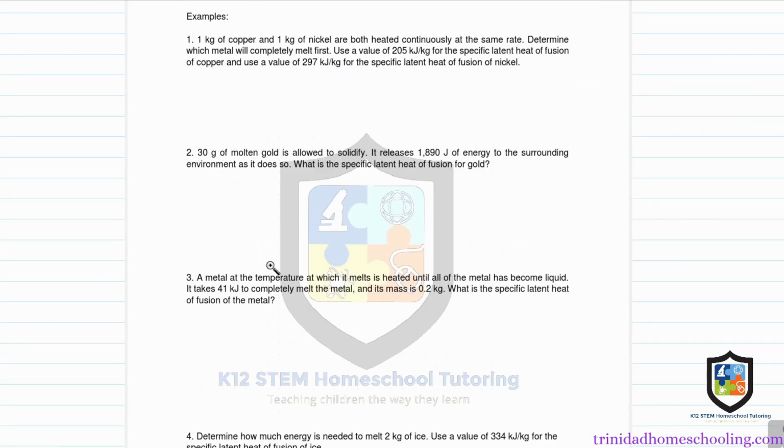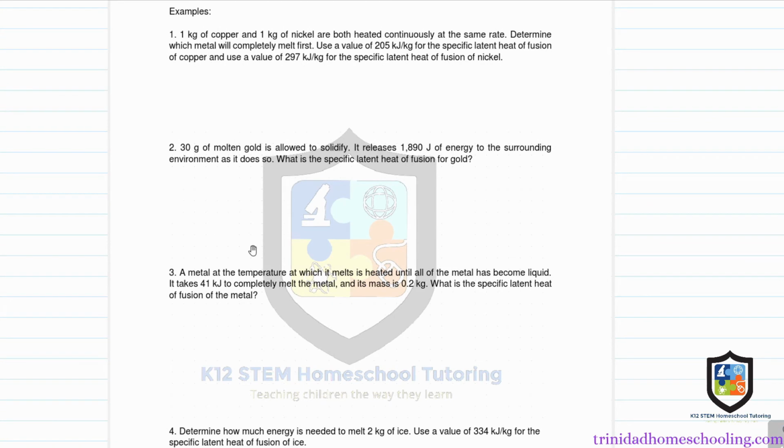So on page 8 we have some questions here. So let's look at example 1. 1 kilogram of copper and 1 kilogram of nickel. So 1 kilogram here is the mass of these substances, right? They are both heated continuously at the same rate. Determine which metal will completely melt first. Use a value of 205 kilojoules per kilogram for the specific latent heat of fusion of copper, and use a value of 297 kilojoules per kilogram for the specific latent heat of fusion of nickel. Okay, now we're talking about latent heat of fusion, so we know that we are moving from solid to liquid.